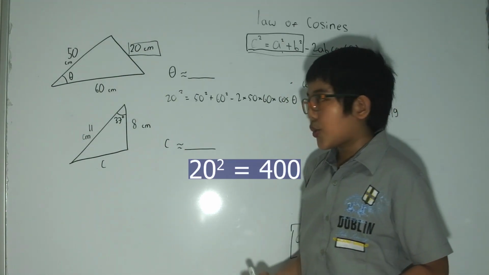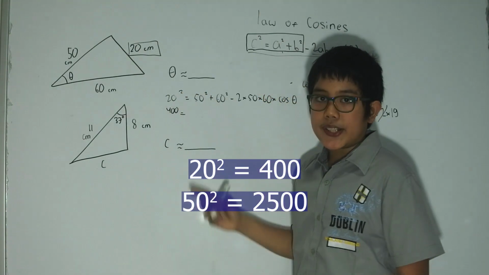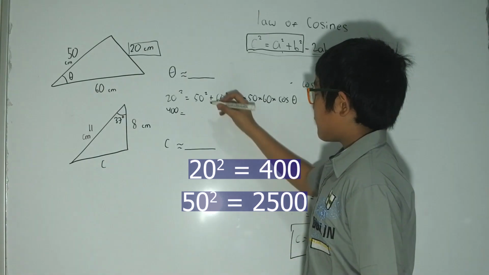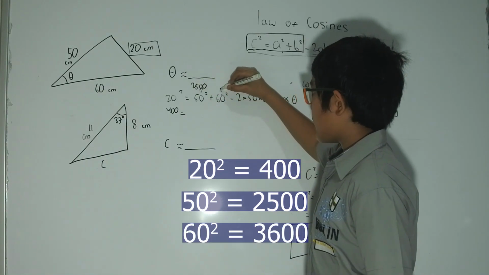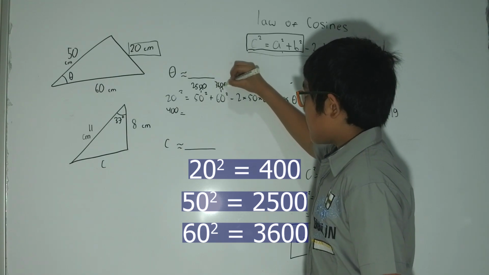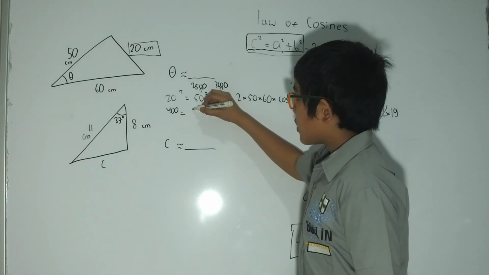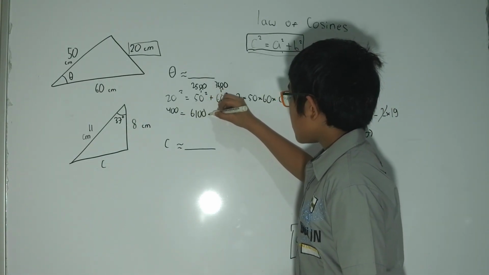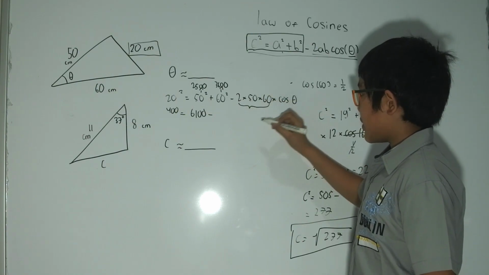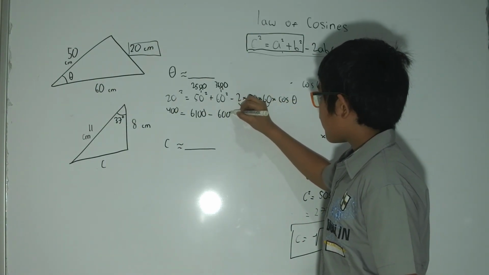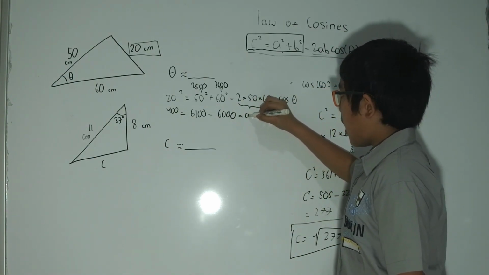So then, 20 squared is 400, 50 squared is 2500, 60 squared is 3600. So we can just add it up and the answer will be 6100 minus 2 times 50 times 60, which is just 6000, times cosine of theta.